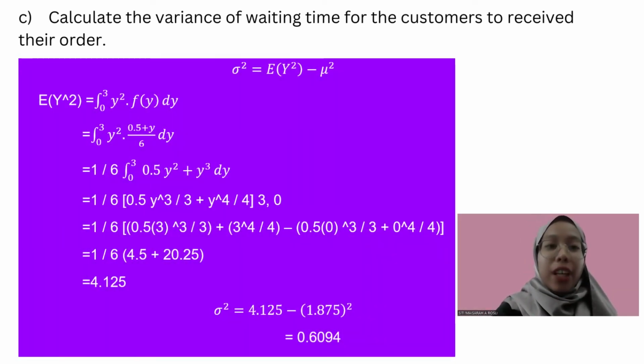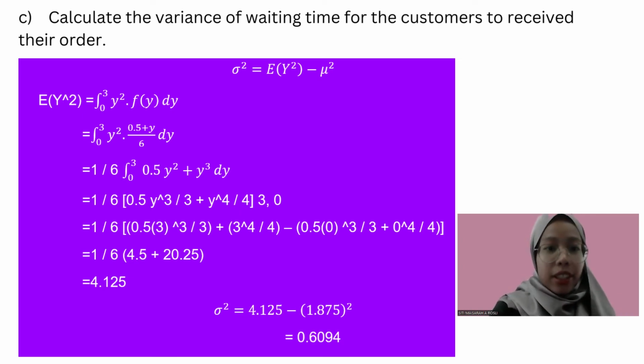For C, to find variance, use the formula of E(Y squared) minus mu squared. To find E(Y squared), integrate 0 to 3, y squared f(y) dy. Integrate 0 to 3, y squared times (0.5 plus y) over 6 dy. You will get 1/6 integrate 0 to 3, 0.5 y squared plus y cubed dy.